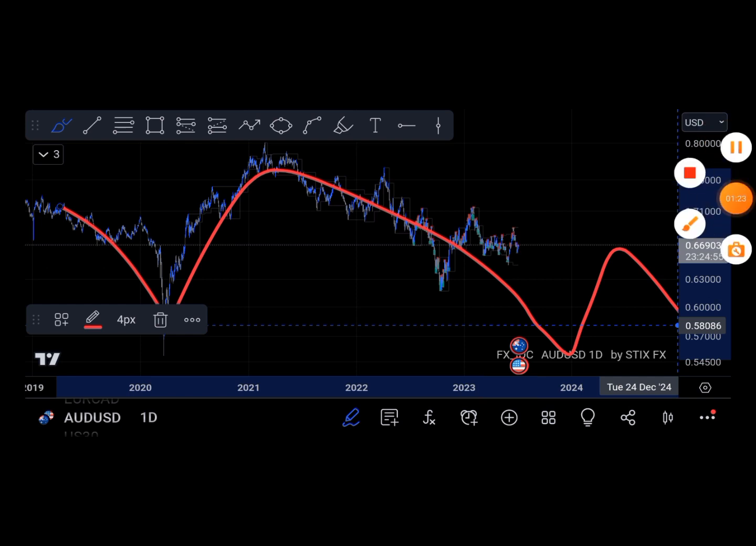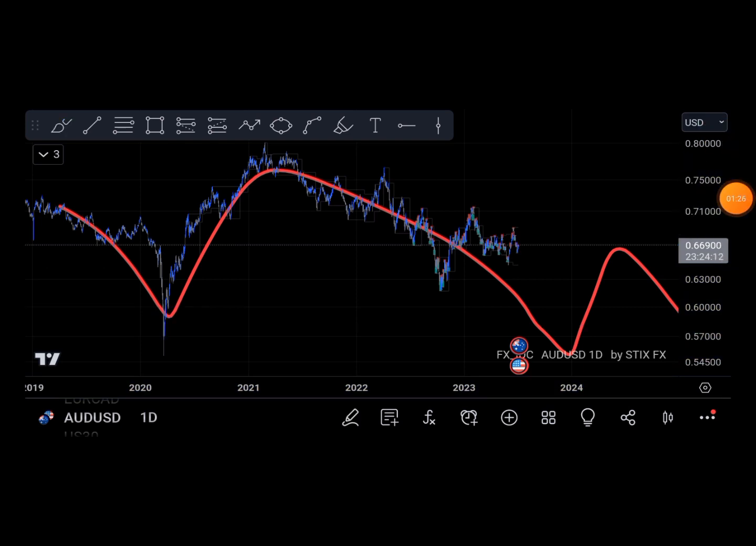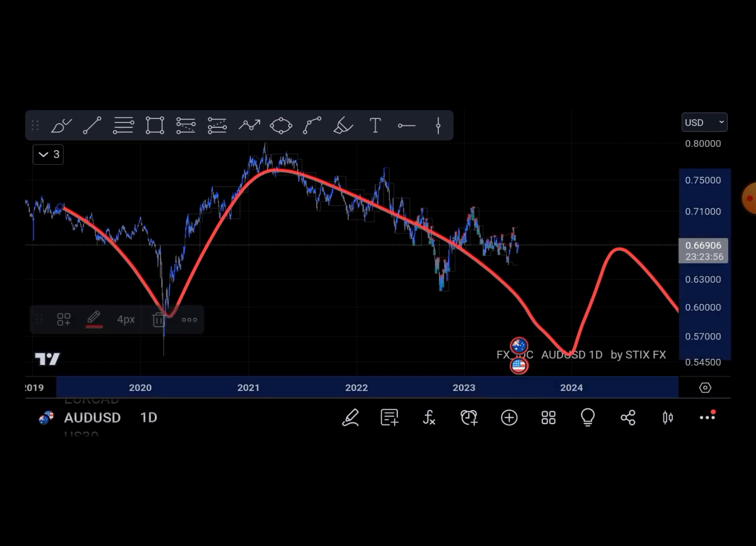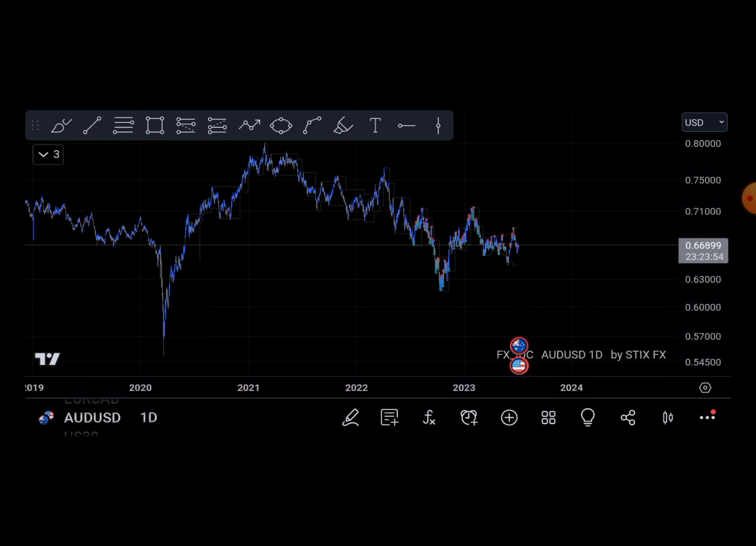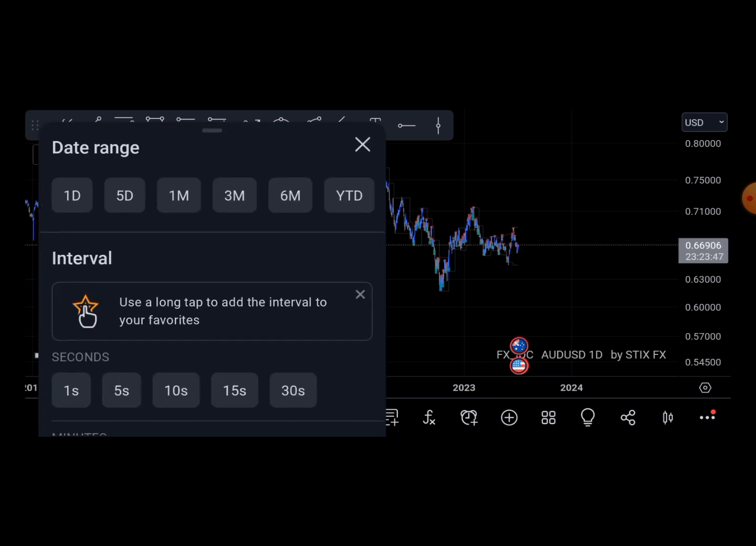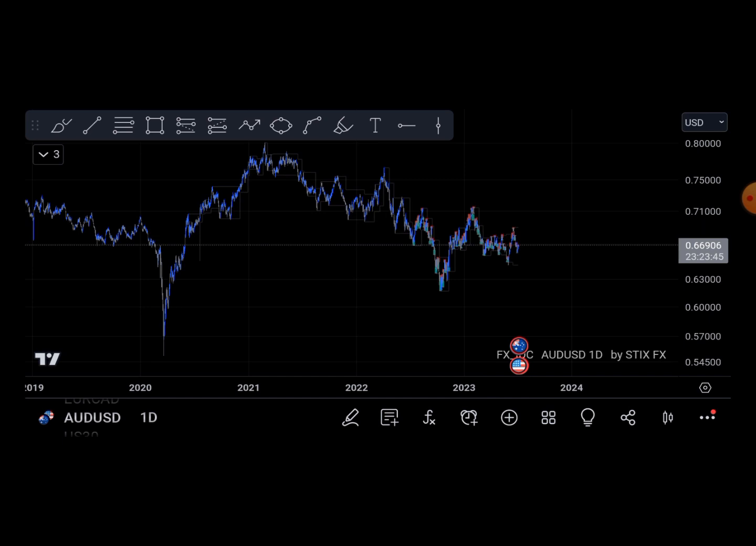And now the next step is to basically prove this bias that I have. And there are 2 ways we can prove a bias. You can either prove it by going on a higher time frame or going on a lower time frame. And the best way, as I'd say, is to go on a higher time frame, because by going on a higher time frame, you can actually get a bird's eye view of what's actually happening.